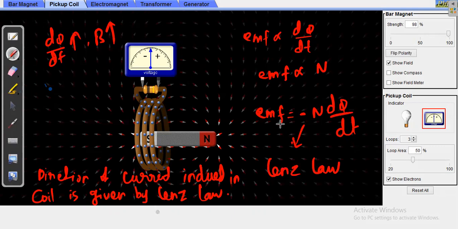But the magnitude of the current or voltage is given by whom? Faraday's. Magnitude is given by Faraday's. Okay, this negative sign indicates the Lenz law, so the direction of the current induced in the coil is given by the Lenz law. Are you getting this concept, sir?